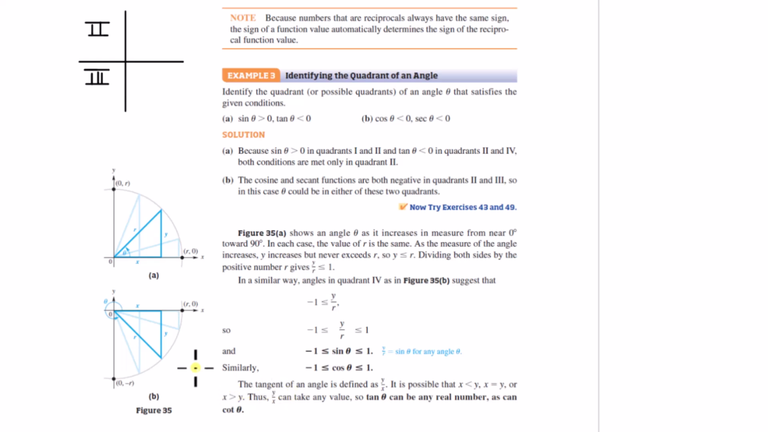Okay, now what about tangent? We talked about the domain of tangent, and when you're thinking about opposite over adjacent, for any triangle in any quadrant, the adjacent is going to be the x, and the opposite is going to be the y.